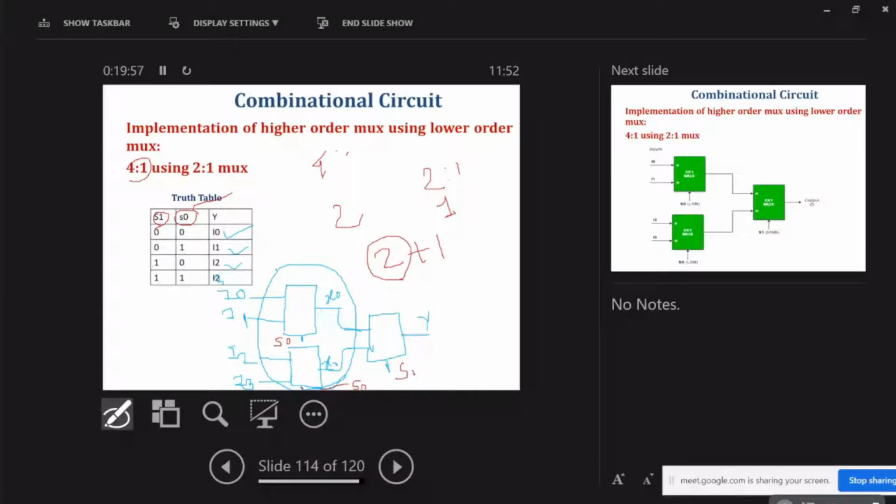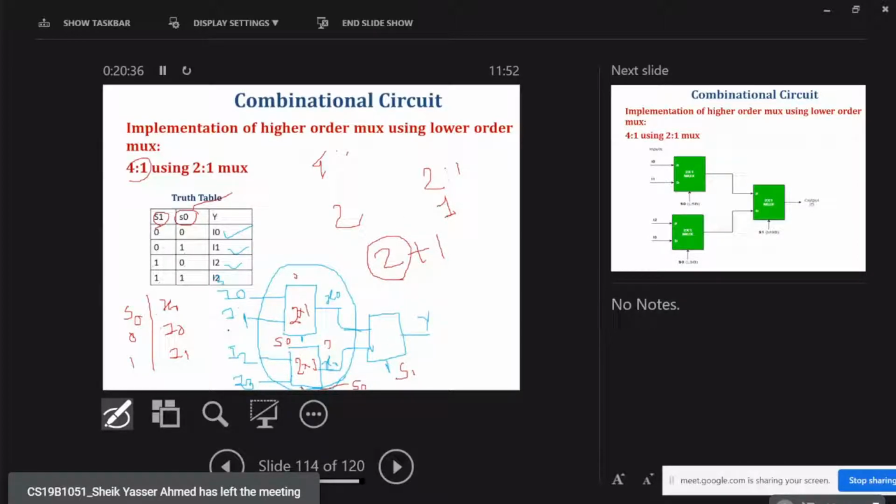This is the second level of the mux. Now if we try to find out the truth table, this is the first level and this is the second level. In the first level, for mux 1 and mux 2, we find the value of x0. Here x0 depends on s0: if s0 is 0 it will be i0, and if s0 is 1 it will be i1.